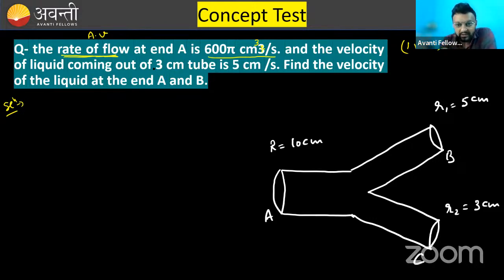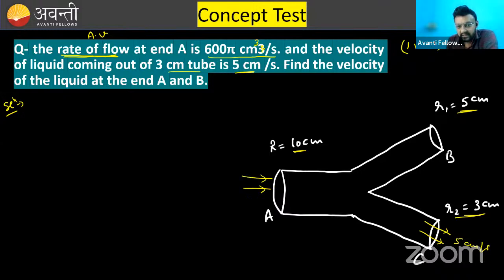Okay, so now let me describe the diagram first. So this is a tube, a V-shaped tube. The radius of this portion is 10 centimeter. This portion has a radius 5 centimeter and this portion has a radius 3 centimeter. So they are saying that in the 3 centimeter tube, the velocity of liquid is 5 centimeter per second. That's the thing. Find the velocity of the liquid at the end A and B. At the end A and at the end B, you need to find the velocities.